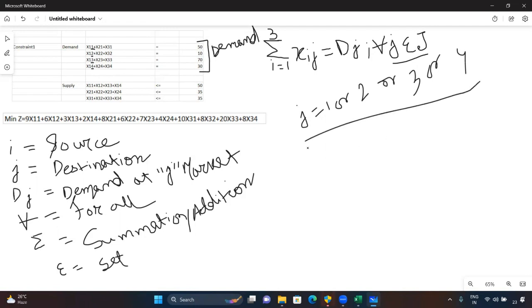Okay. Now what is capital J? Capital J is the set of small j. That means capital J consists of these values. So big J is nothing but the set of small j.